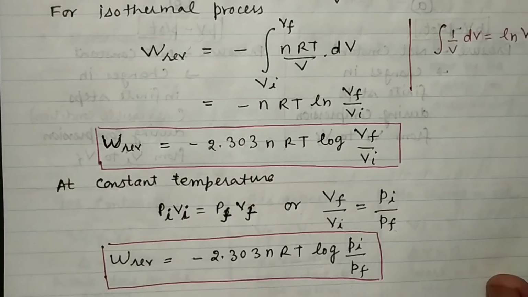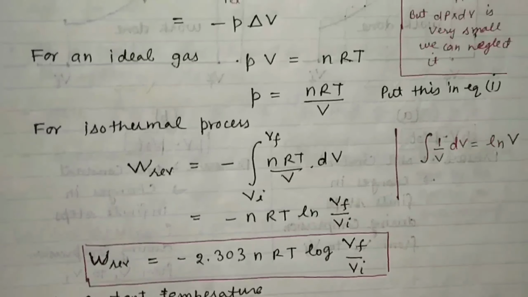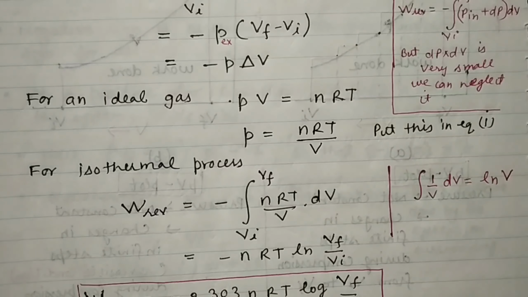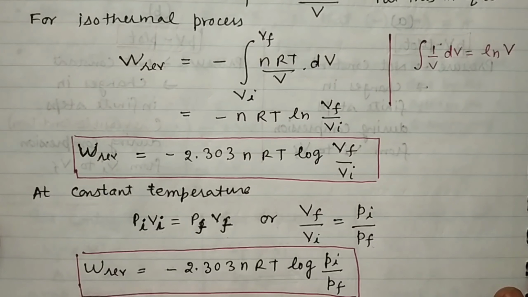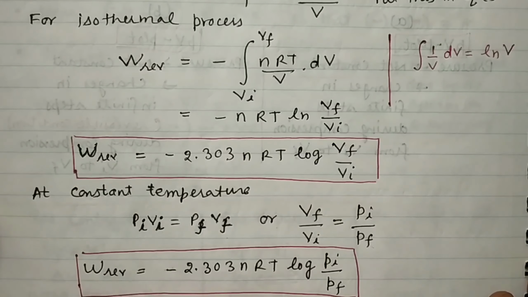So dear student, in this class we have discussed how one can find the work done for reversible and irreversible processes, and these are the mathematical relationships you can see, and these are very important from the numerical point of view. So you have to understand these concepts.